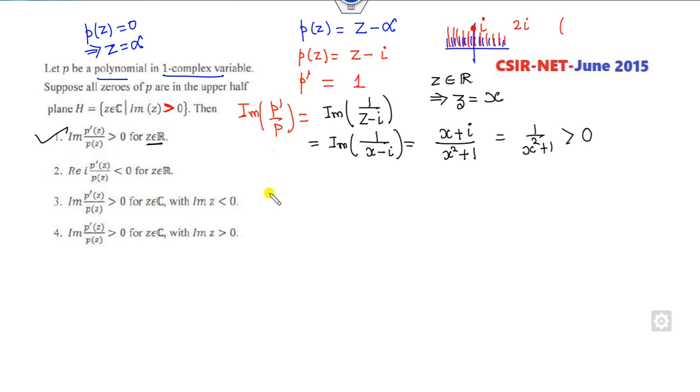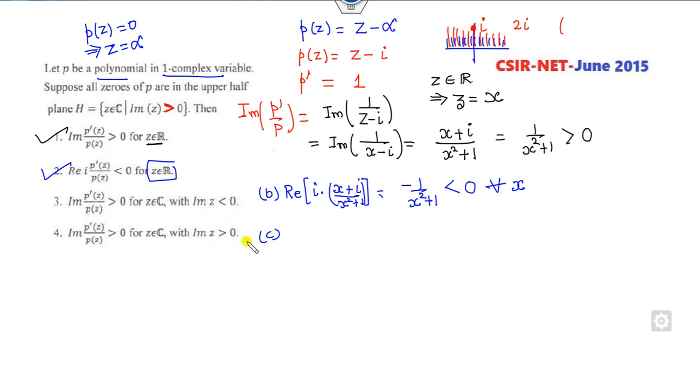Look at the second option. The real part of iota times p dash over p, for all z in R. So this is the expression we have obtained. Fine. So what is the real component of this? If you multiply them, it will be minus 1 over x square plus 1, which is always less than 0 for all x. It means this option is also a correct option.